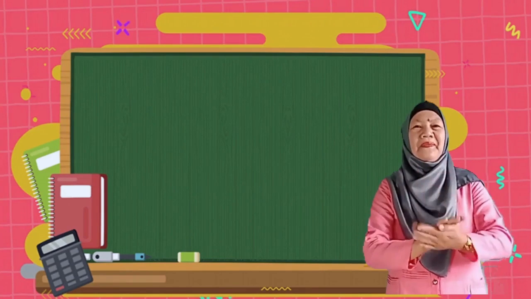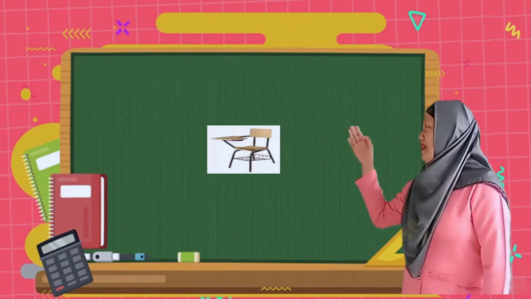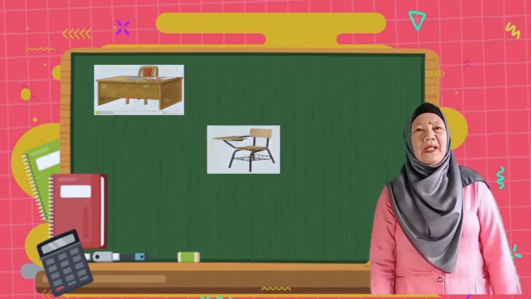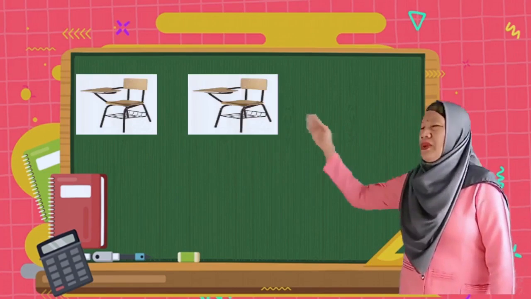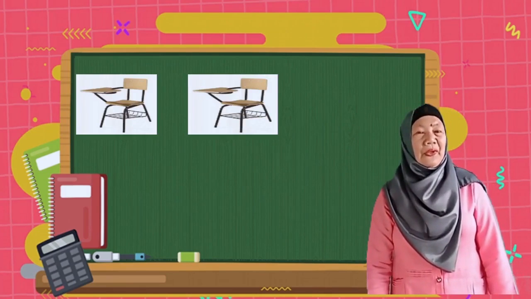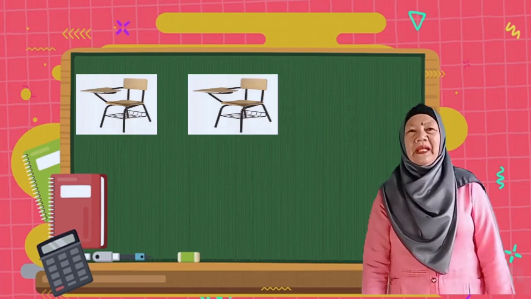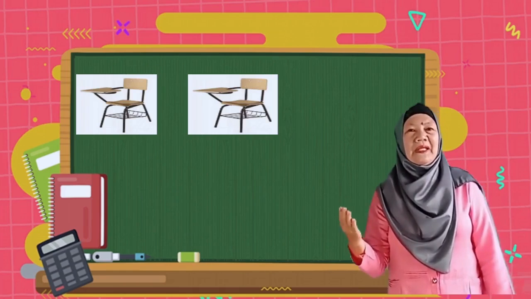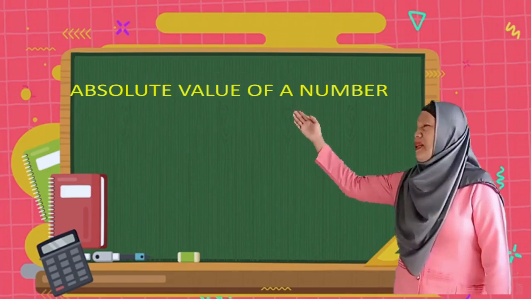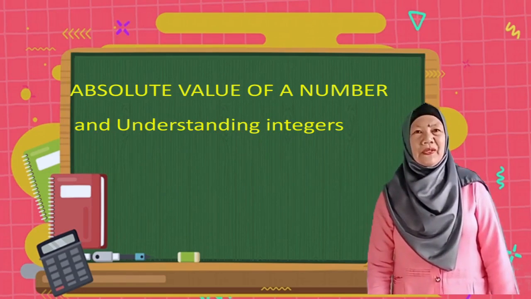Very good. Now, if I ask you, how far is the chair from the teacher's table? How about the distance between 2 chairs? Would you reply with a negative number? Of course, no. Why? Let's find out later. Just concentrate on our present lesson, which is the absolute value of a number and understanding integers.